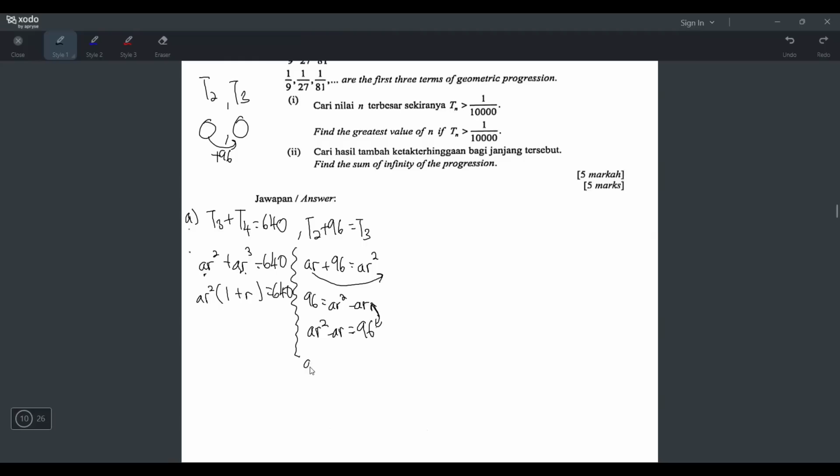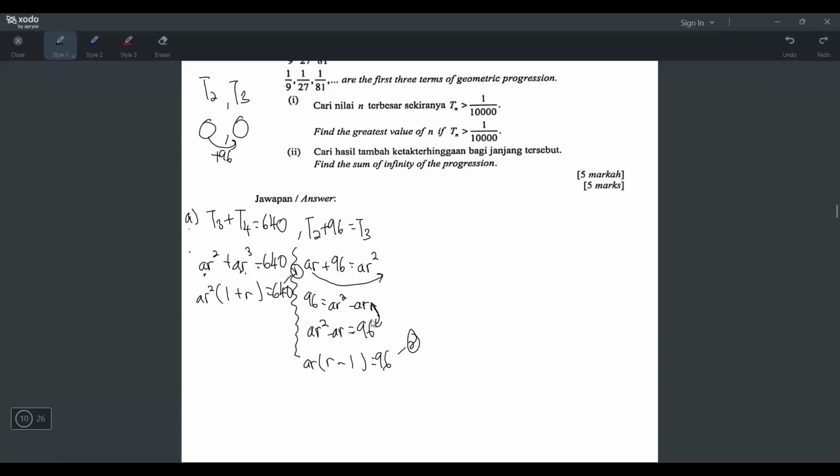You will factorize completely, and what is the common factor? AR, because they both can divide A and they both can divide R. So AR square divide AR left with R, minus AR divided by AR, minus 1, equals 96. This is your equation 1, and this is your equation 2. I told you already, for geometric progression, when you do simultaneous, don't take equation 1 minus equation 2. Don't minus or plus, it's useless, because the A you cannot eliminate, the R also cannot eliminate. The correct way is to divide.